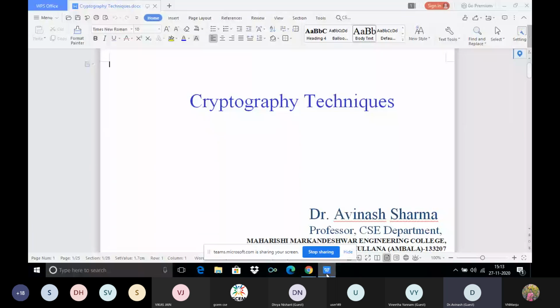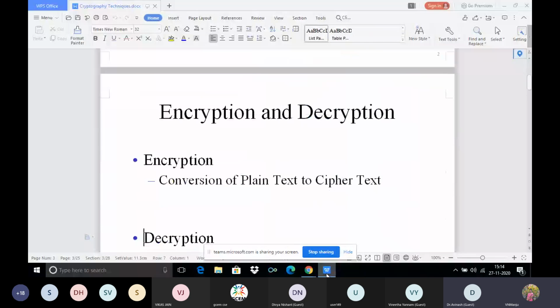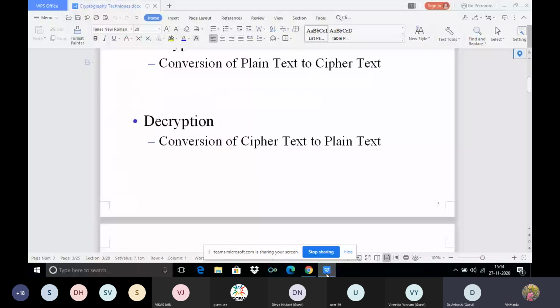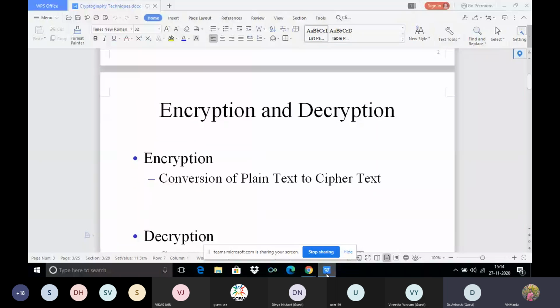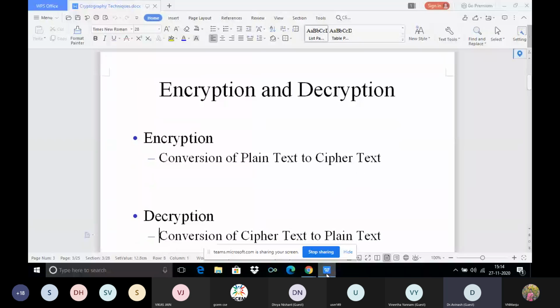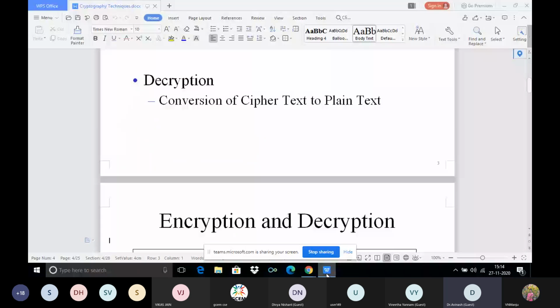Once again, I'm back here and I'm going to share the later part of the cryptographic techniques which I have discussed with you. I'm sharing one other PPT with you, to understand what exactly encryption and decryption are, because in the earlier part I told you about the algorithms. So the basics I'm going to revise once again. Encryption is basically the conversion of plain text to ciphertext, and decryption is ciphertext to plain text.